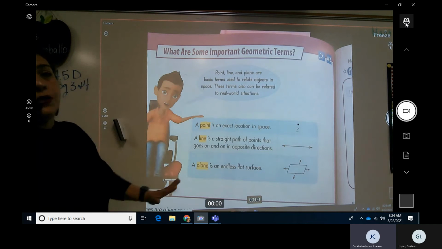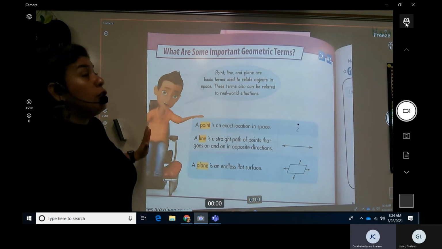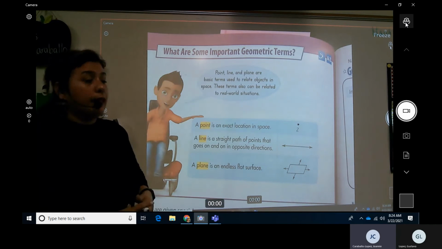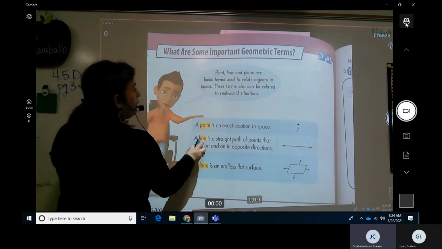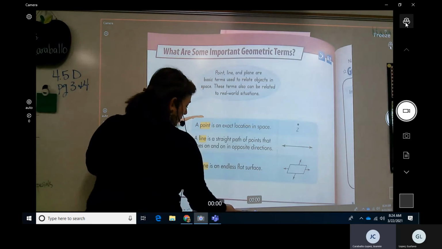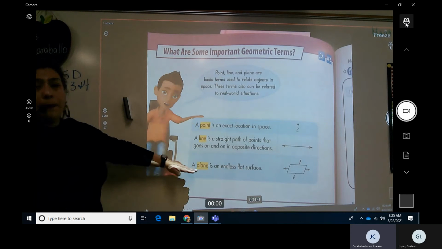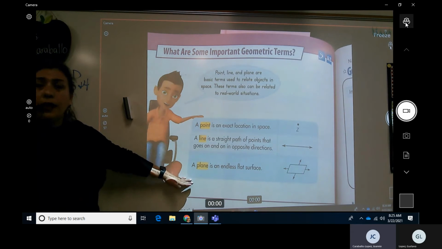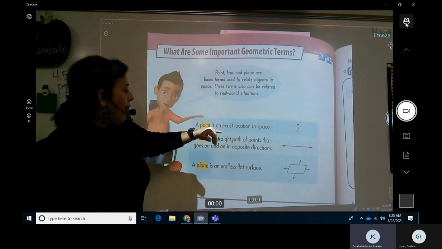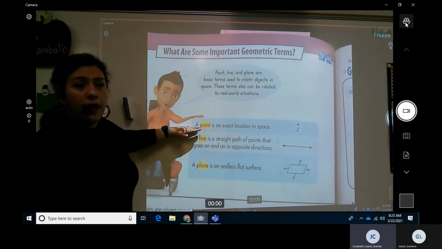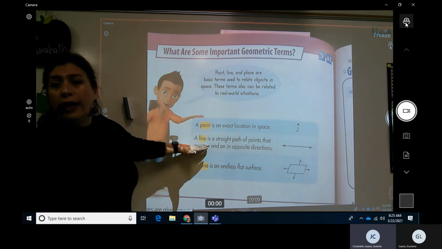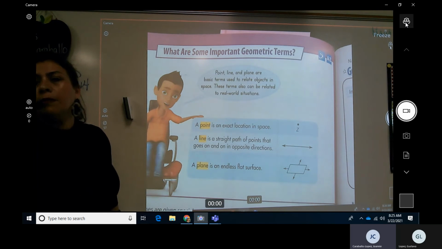So if you had to use another geometric term to explain what this chalkboard is like, to describe it, which of these 3 words would you say this is? Si usted tuviera que usar una de estas 3 palabras en la página anterior para describir la pizarra, esto sería, la pizarra se puede describir como un punto, una línea o un plano.